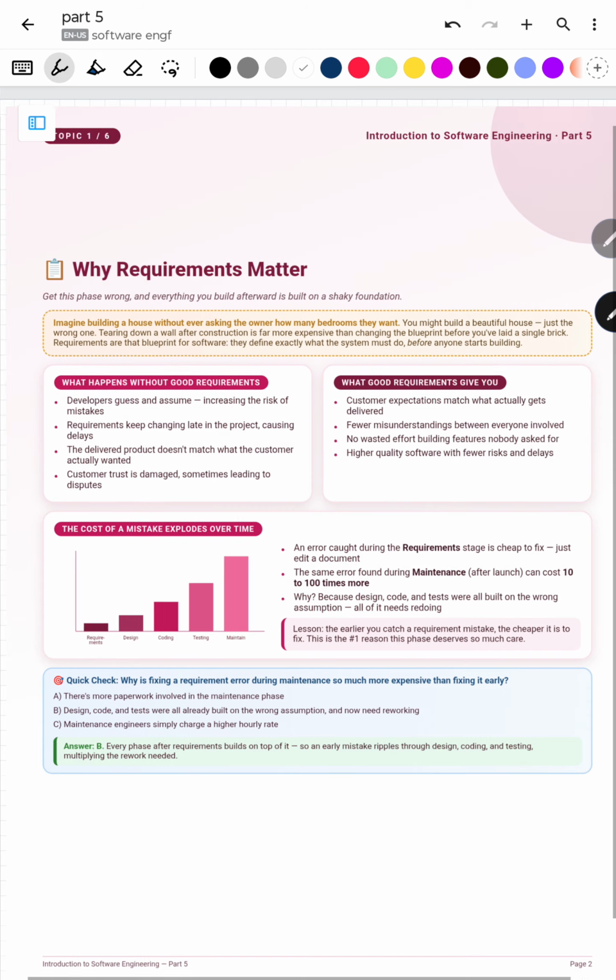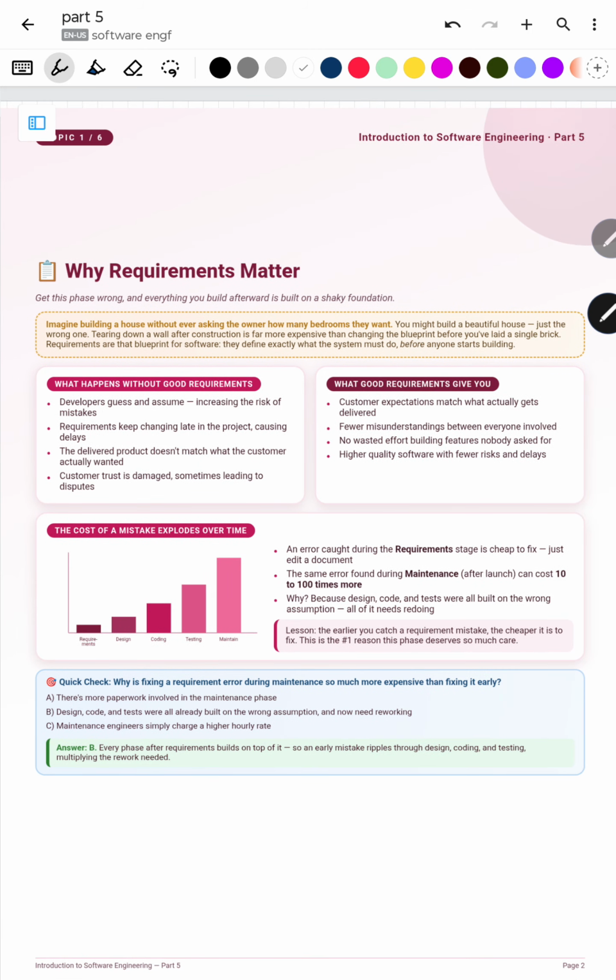Imagine building a house without ever asking the owner how many bedrooms they want. Unbelievable, right? So you might build a beautiful house, just the wrong one. That's the problem. Tearing down a wall after construction is far more expensive than changing the blueprint before you have laid a single brick. Yes or no?